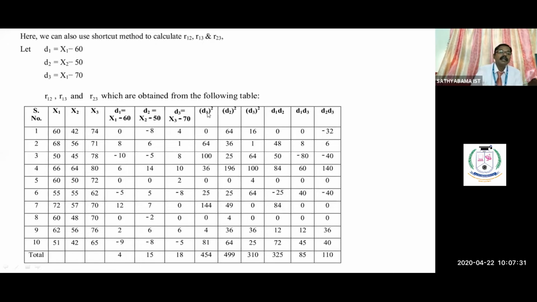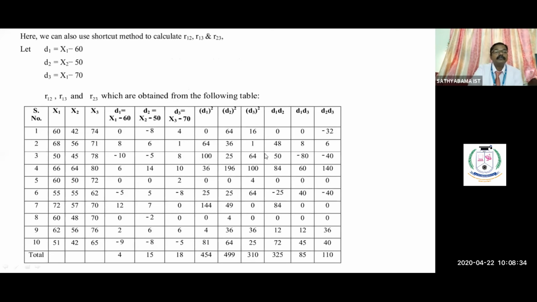The rest is the same. You have calculated x1 square, x2 square, x3 square. In the same way here you calculate D1 square, D2 square, D3 square. Then the totals, the summations. We are taking the summation of D1, summation of D2, summation of D3. In the last row, summation D1 square, summation D2 square, summation D3 square. We have taken all the values in summation over here, and now we are going to find the correlation R12.